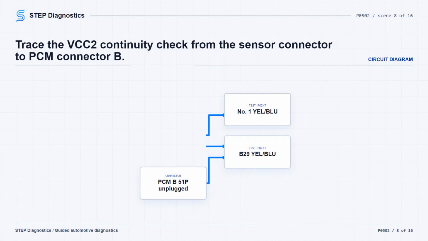For the VCC2 open check, turn the ignition OFF, jump the SCS line with the HDS, and disconnect PCM connector B, the 51P connector. With the CVT speed sensor connector still disconnected, check continuity between CVT speed sensor connector No. 1 YEL/BLU and PCM connector B No. 29, also YEL/BLU. If there is continuity, the VCC2 wire is okay.